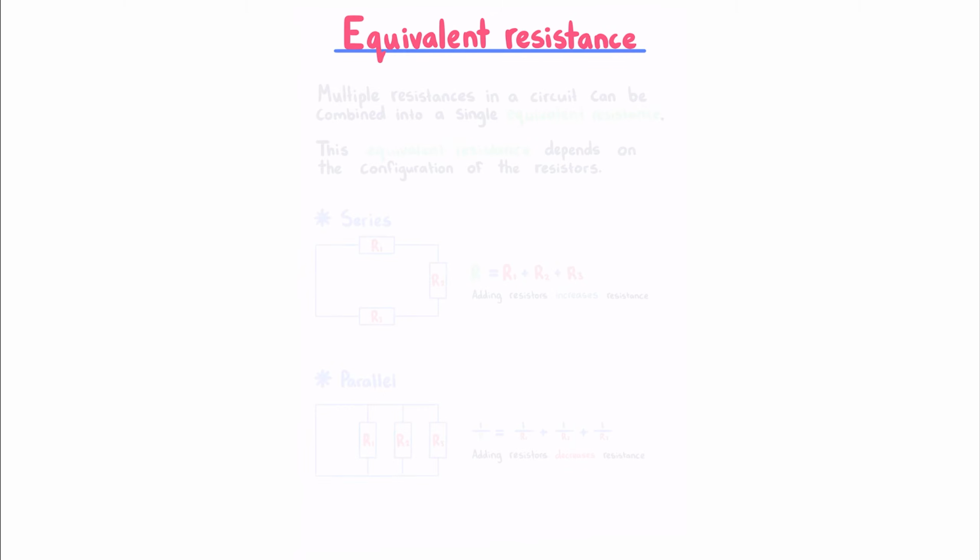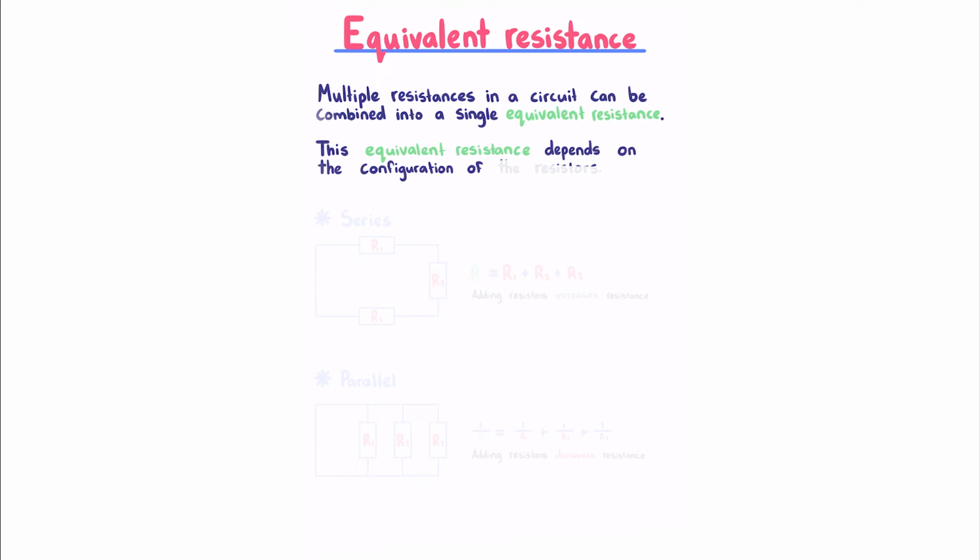Equivalent resistance. Multiple resistances in a circuit can be combined into a single equivalent resistance. This equivalent resistance depends on the configuration of the resistors. For resistances in series, the equivalent resistance is just the sum of the resistances. In this case, adding resistors increases the resistance.